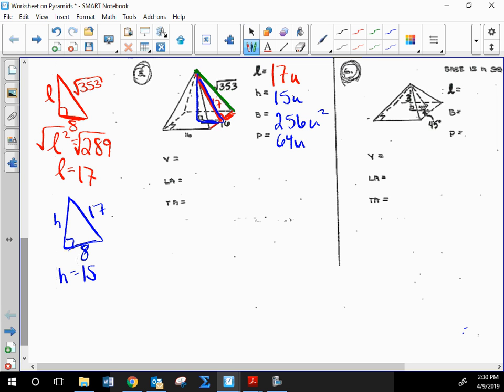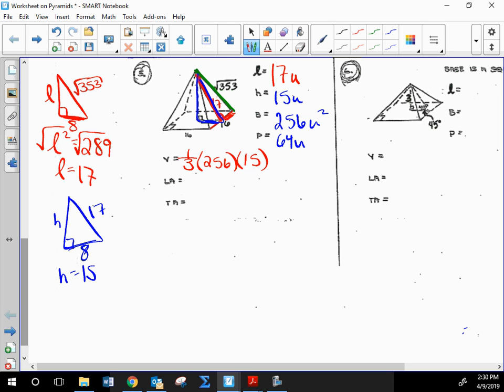Alright, so now our volume. What's your volume formula? One third of base times our height. 1/3 of 256 times 15. I think I'd rather do 1/3 of 15 and that's why. What's 1/3 of 15? So what's 5 times 256? Easy. Do it. Wait. I wouldn't do it in my head. I'd do it by hand. 1,280. Is it actually? 1,280.